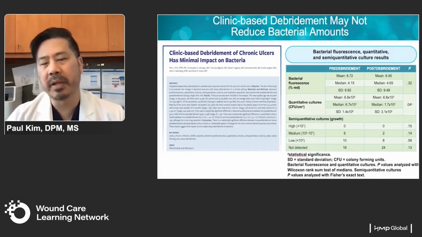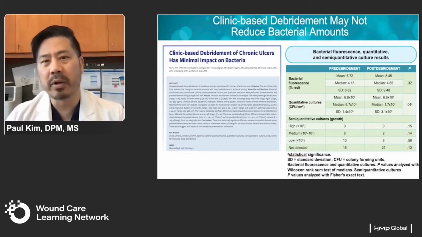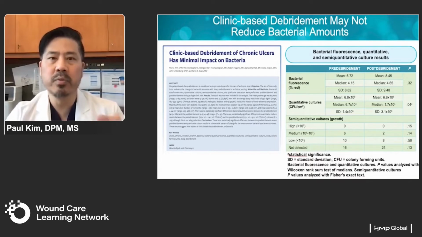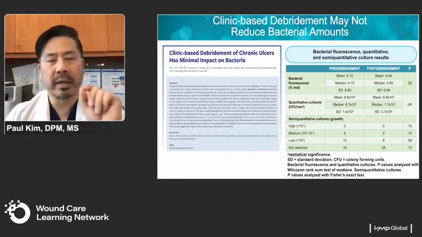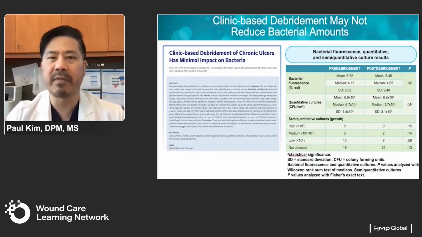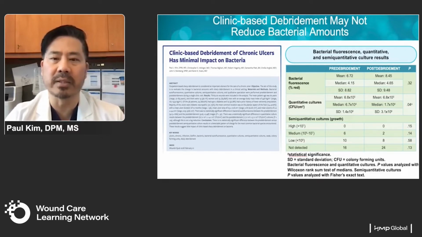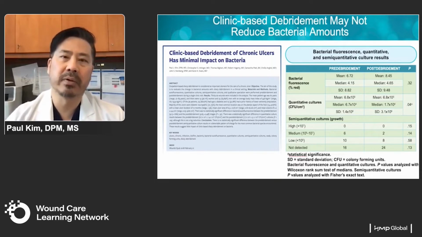This is one of the publications I'm most proud of that doesn't get a lot of discussion, but I think it's an important point. Many of us who work in the outpatient centers do regular debridements. One of the reasons we do debridements is to remove or reduce the amount of bacteria on the surface. So we actually tested this. We looked at one single time point, which means one clinic visit, and what happens to the amount of bacteria after we debride these wounds. We looked at bacterial fluorescence, quantitative cultures, and semi-quantitative cultures to assess this. What we found was there was no difference after we excisionally debrided. Now, I still believe in excisional or regular debridement in the clinic. However, it may not have the impact on bacteria that we once thought it did.